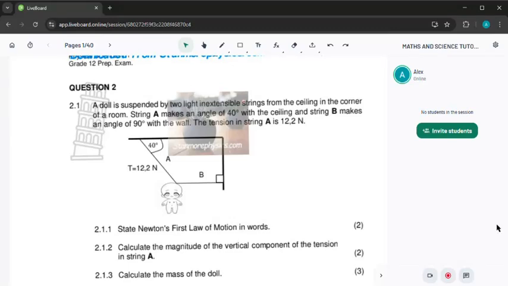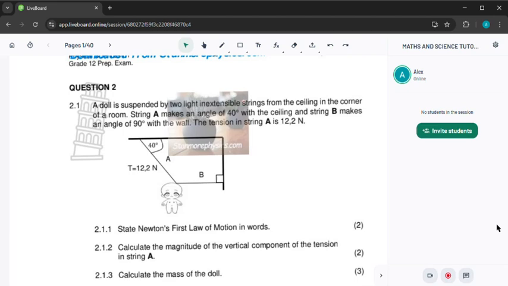Alright, Physical Sciences Paper 1 2024 Free State Preliminary Exam. Okay, so it's all about Newton's laws of motion. So let us take a look at it.